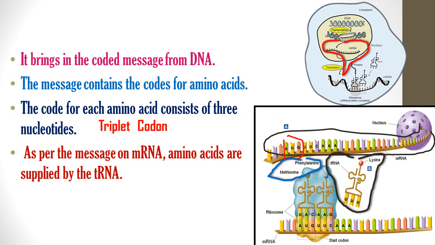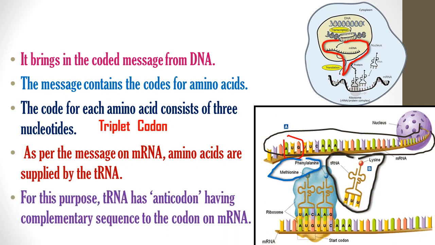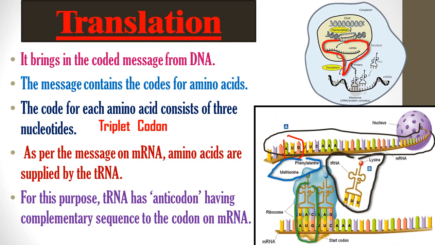And for this purpose, the tRNA has an anticodon having a complementary sequence to the codon on messenger RNA. So here you can observe the messenger RNA and transfer RNA have complementary nitrogenous base pairs. Like on the messenger RNA strand, the code like AUG, that means adenine, uracil and guanine. So on the transfer RNA or tRNA, the code will be opposite to this. That means it will contain UAC, that means uracil, adenine and cytosine. So this is a complementary nitrogenous base pair. Okay, and this is called the translation process.